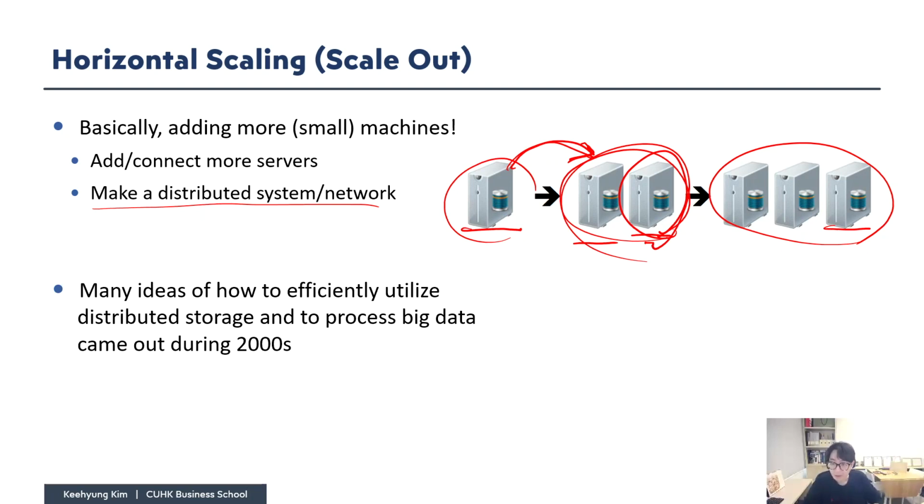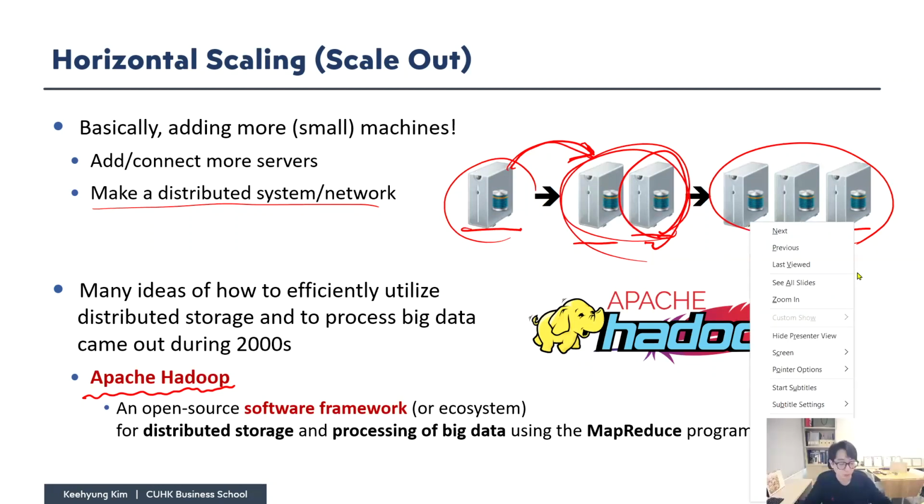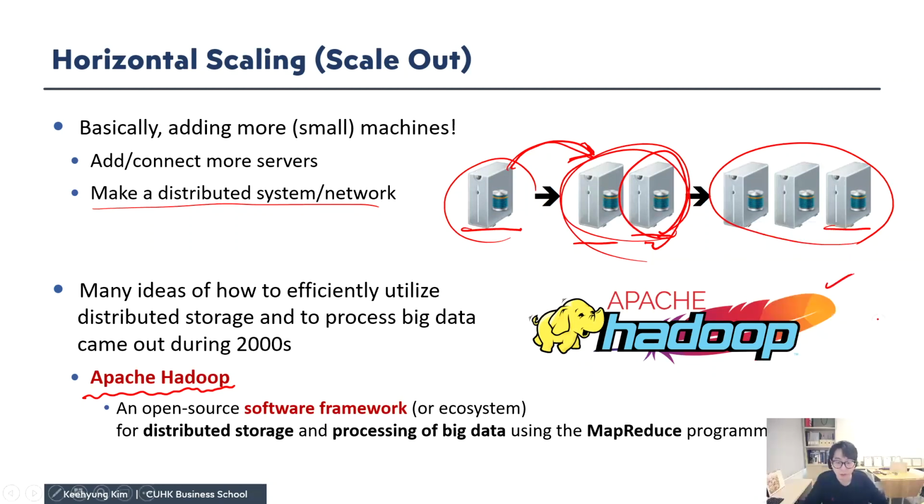So many ideas of how to efficiently utilize this kind of distributed storage and process big data came out during the early 2000s. One of the huge successes of implementation was Apache Hadoop. If you are interested in the big data area, and if you search for something related to big data, it's possible you may have heard about Apache Hadoop. When it first came out, a lot of people were talking about this.